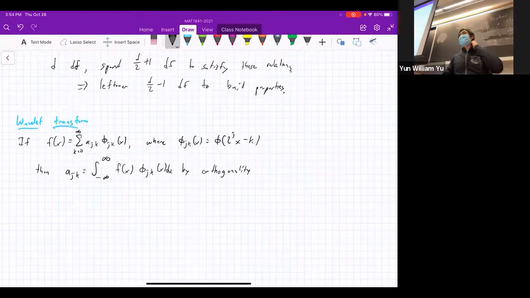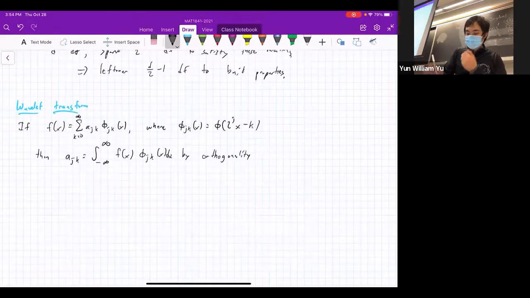Because in order to find the coefficient in front of a basis element, you just need to take the inner product with that basis element, right? So if you think back to linear algebra, if you take the inner product with a basis vector, you end up getting the coordinate in that basis. So that's all we're saying there.